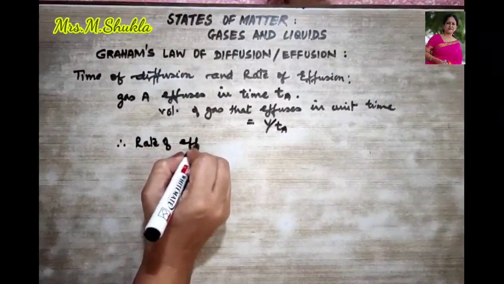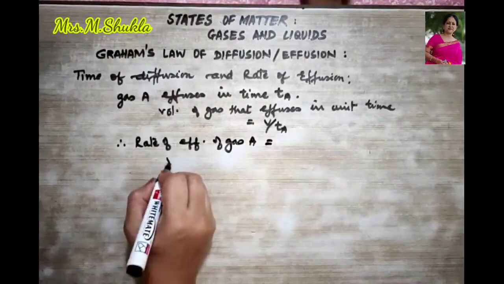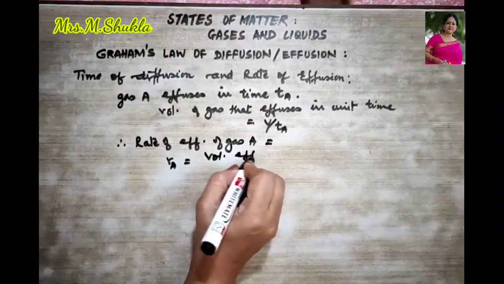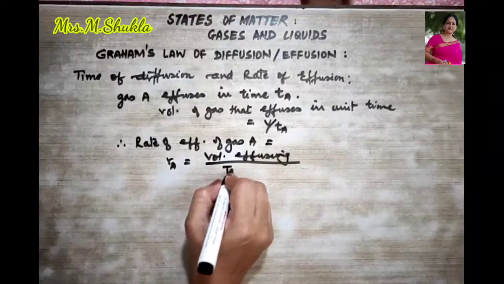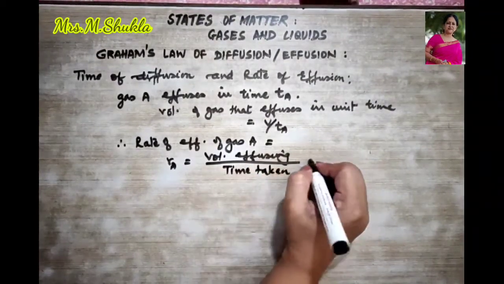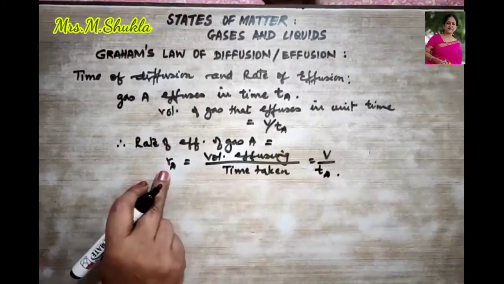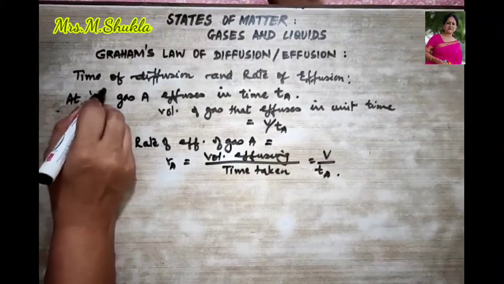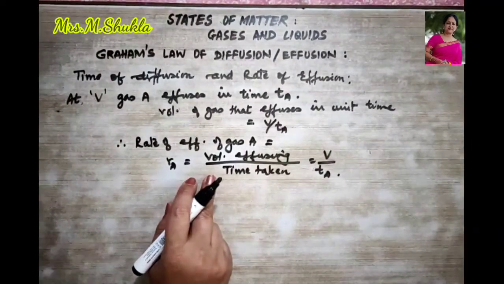Therefore, the rate of effusion of gas A, RA, will be equal to the volume effusing upon the time taken. What is the volume effusing? That is V. What is the time taken? That is TA by the gas A. Clear? At volume V, gas A effuses in time TA. This is what I wrote over here.